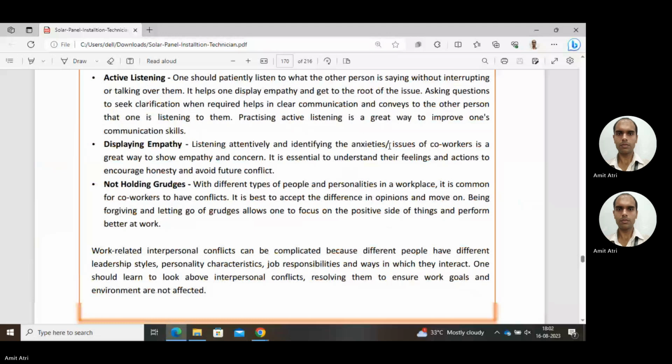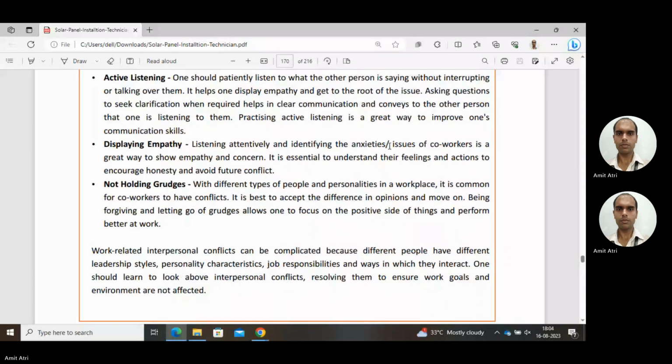The next is displaying empathy. Listening attentively and identifying the anxieties or issues of co-workers is also a big way to show empathy and concern. It says, yes, I am listening to you, I am caring for you, I bother about your problems, it matters to me, the adverse situation you are facing. It is essential to understand the feelings and actions to encourage honesty and avoid future conflict.